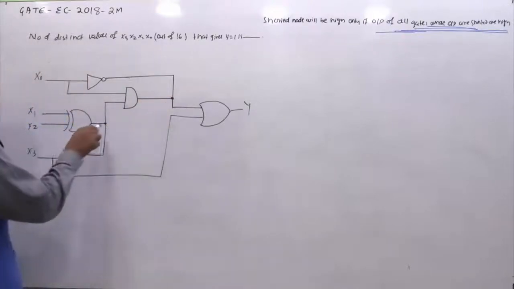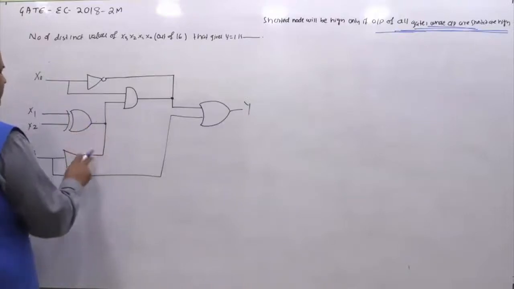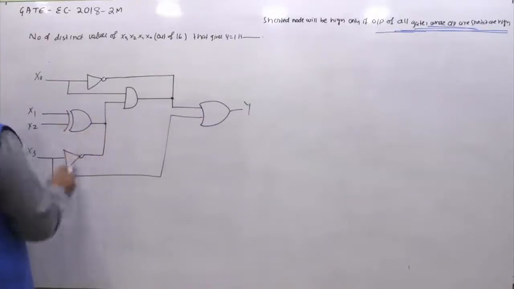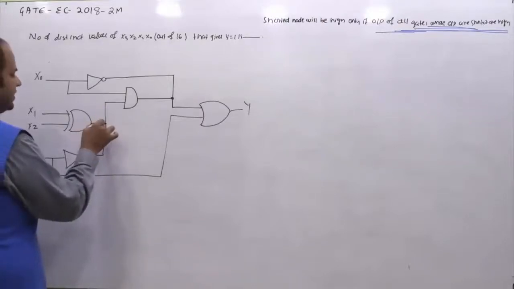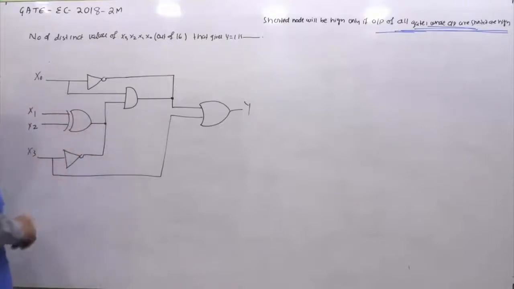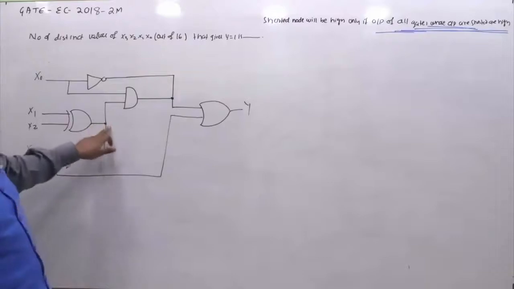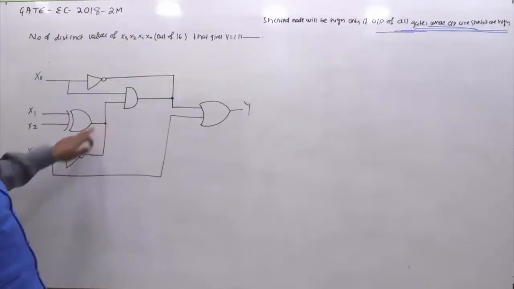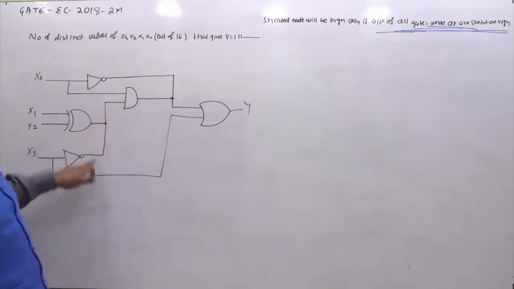Similarly, with respect to this node, again there are three leads, but only two of them are outputs of some gates, and this one is not. So this node will behave as logic 1 when this is 1 and this is 1. That is what they are telling. The shorted node will be high only if the outputs of all gates whose outputs are shorted are high. So here this and this outputs are shorted, so this will be high if this is high and this is high.